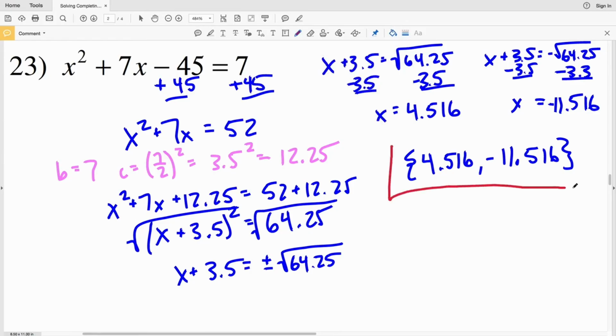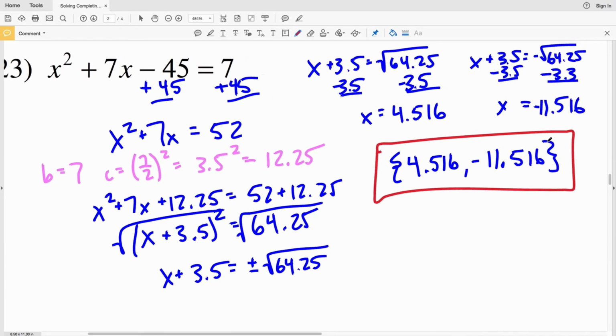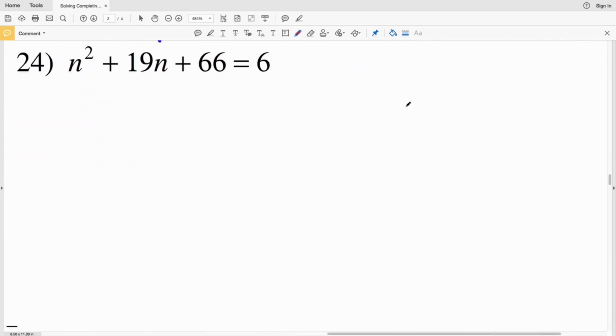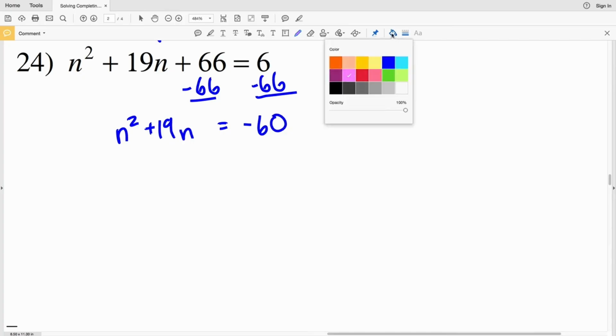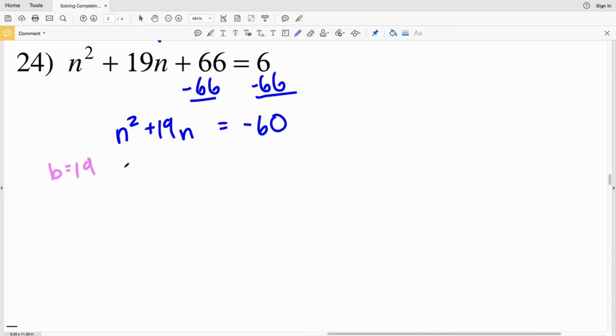Now, let's move on to the last problem, number 24. In number 24, my a value is a positive 1. So all I need to do is move the constant to the other side and then complete the square on the left-hand side. So n squared plus 19n equals 6 minus 66, which is a negative 60. Now completing the square, if my b value is a positive 19, my c value is going to be 19 over 2 squared. 19 divided by 2 is a positive 9.5. And when we square that, we'll get 90.25.